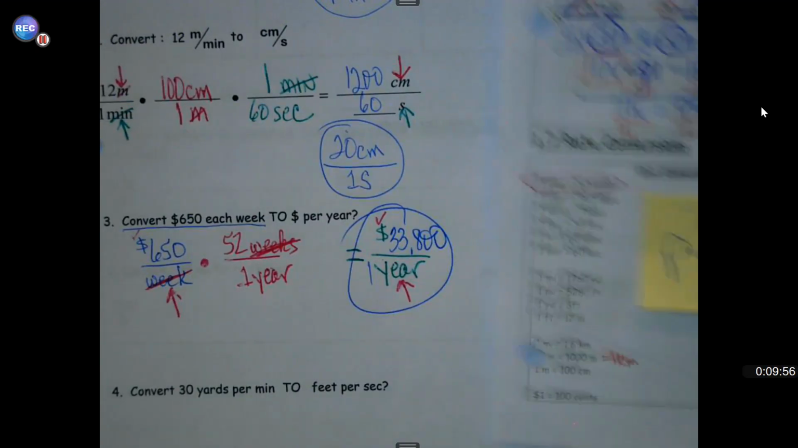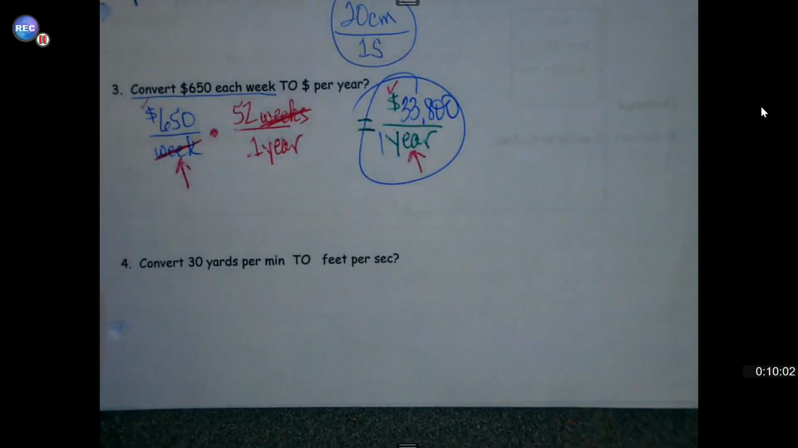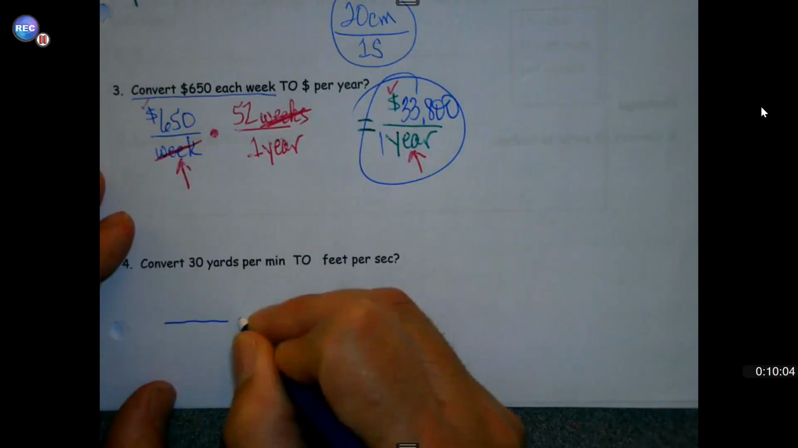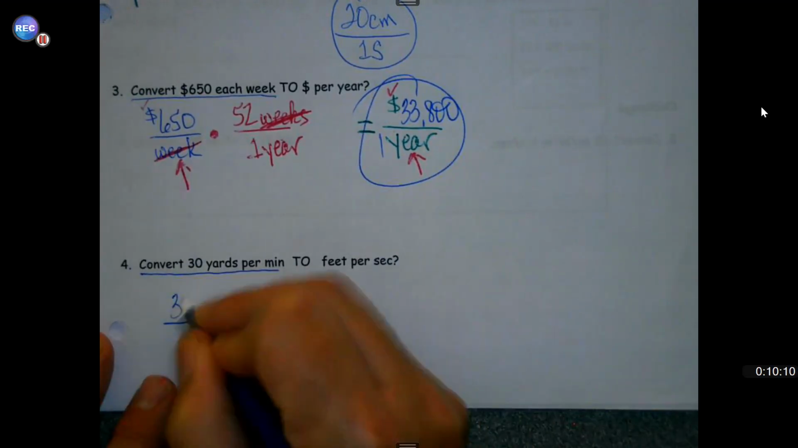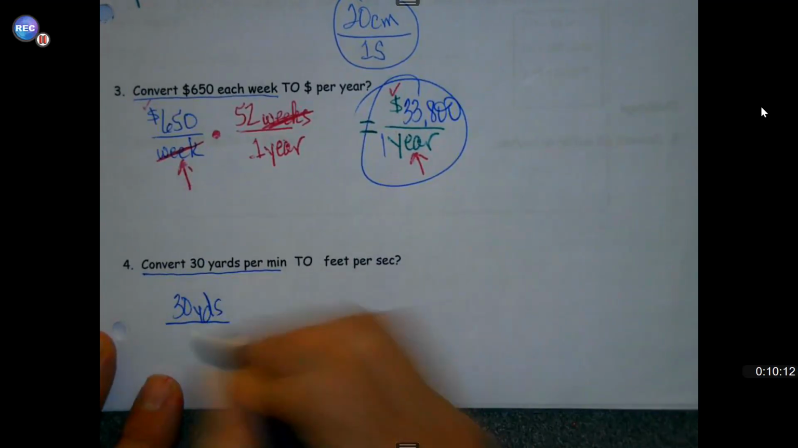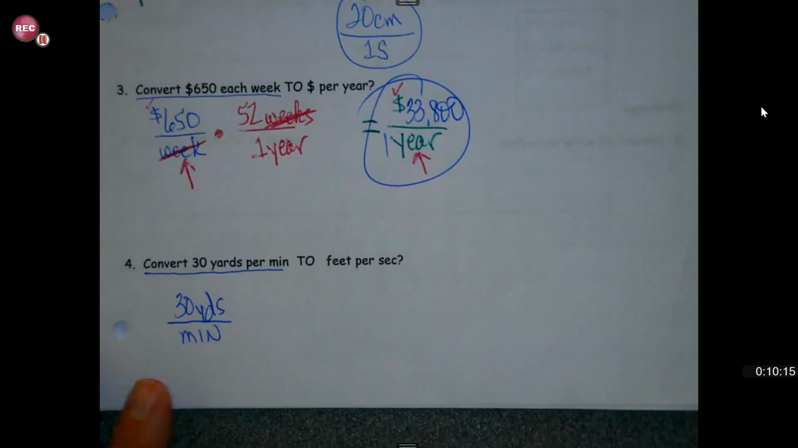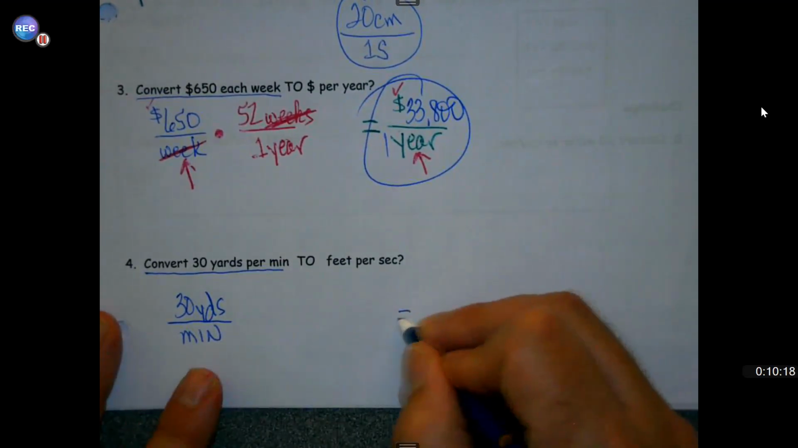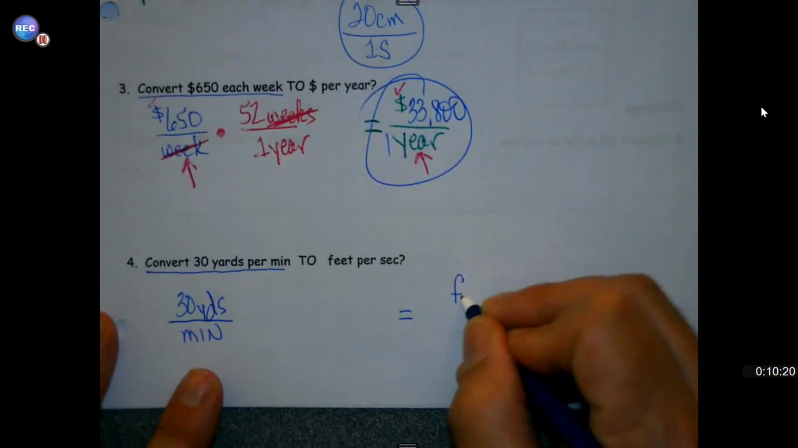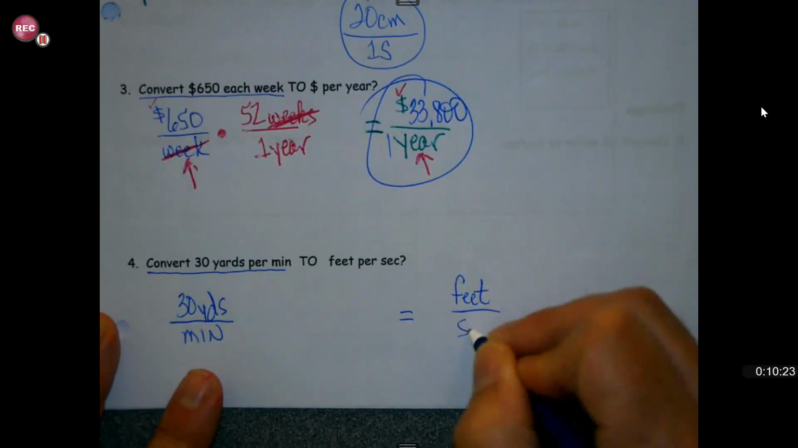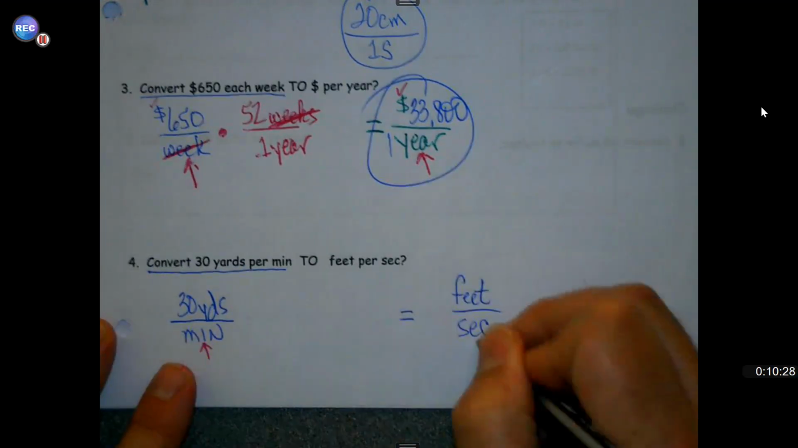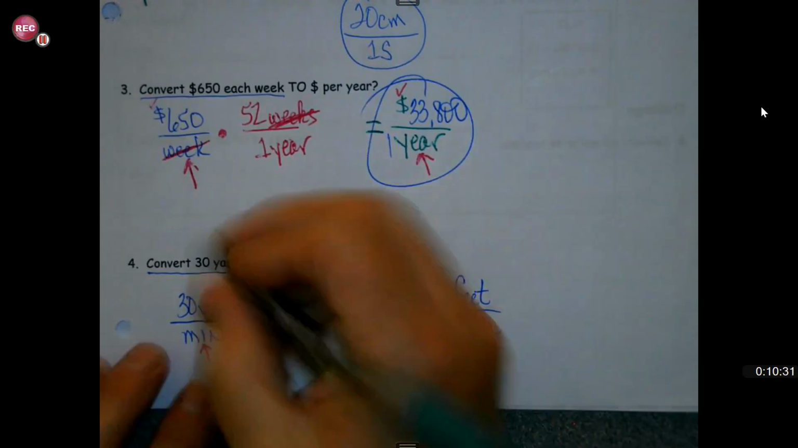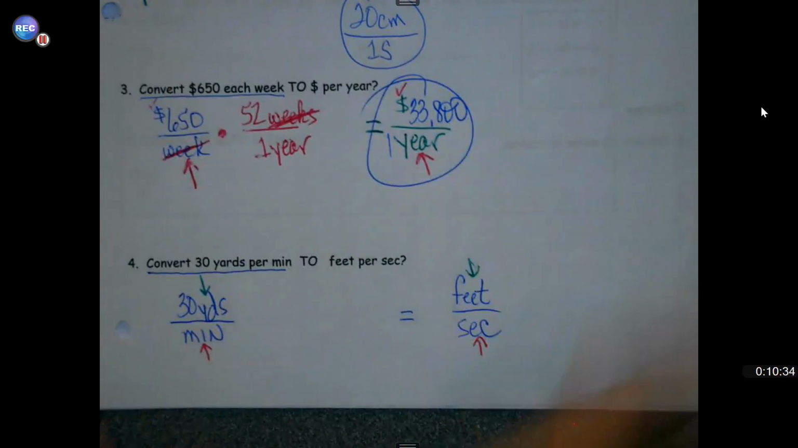Okay. This next one we're going to set up, and then I'm going to get out of the way for a minute and let you play a little bit and see where we get. So, convert 30 yards per minute into feet per second. Here's what I'll tell you. We're doing minutes to seconds. We're doing yards to feet.